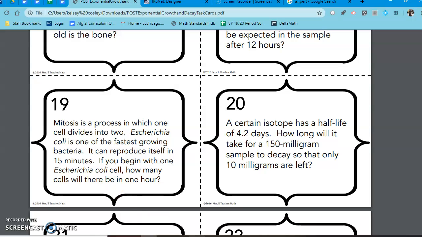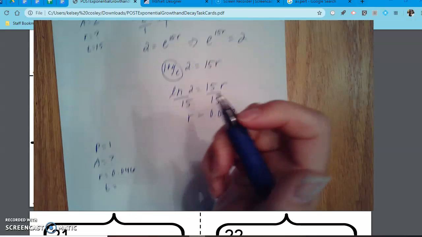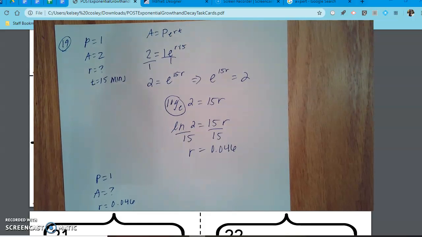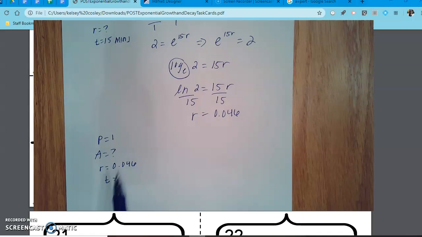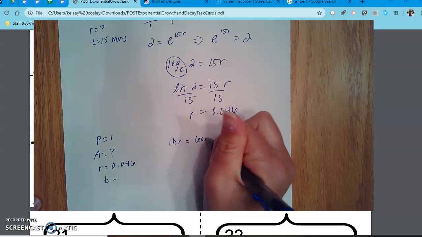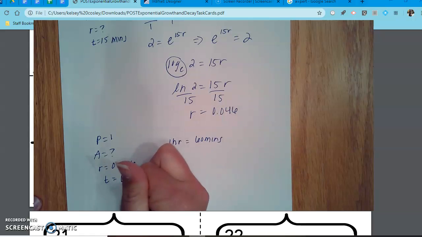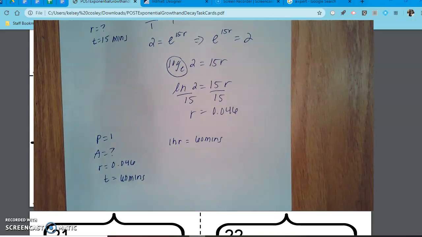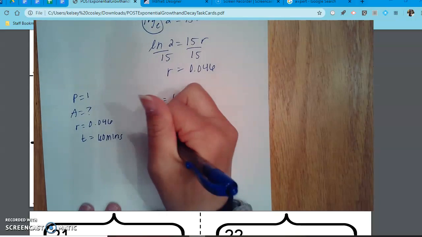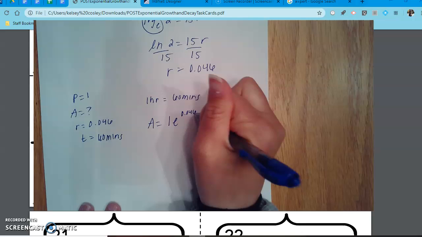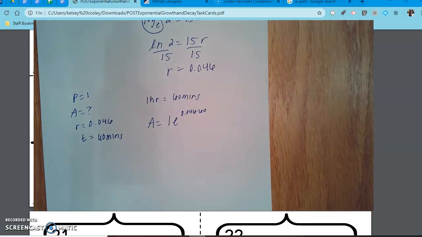Now, if we were to go back, we know that this up here is 15 minutes. They need to be the same unit. So since I start with units of minutes, my time also needs to have units of minutes. So if I want 1 hour, we know that there are 60 minutes. So I would use my time as 60 minutes. So make sure your units are matching. Okay, so I'm going to plug this in. I'm going to say A equals 1e to the 0.046 times 60.